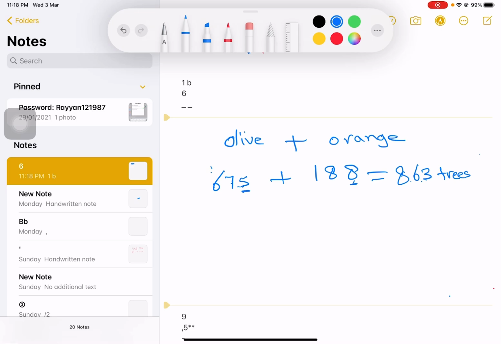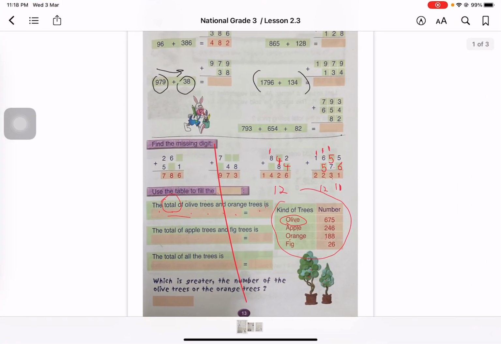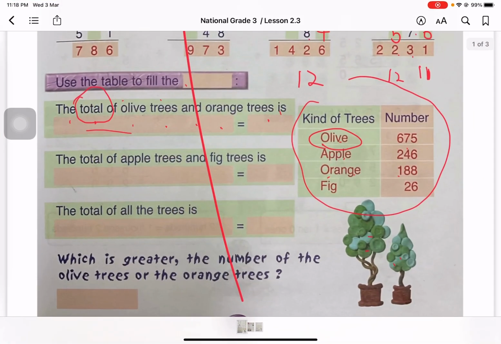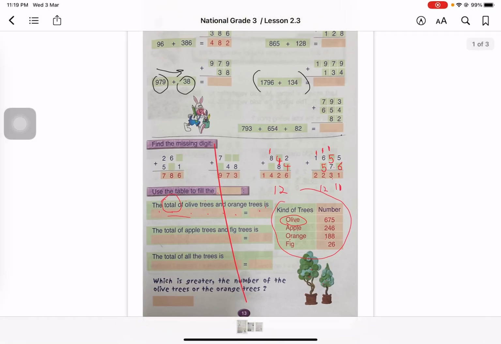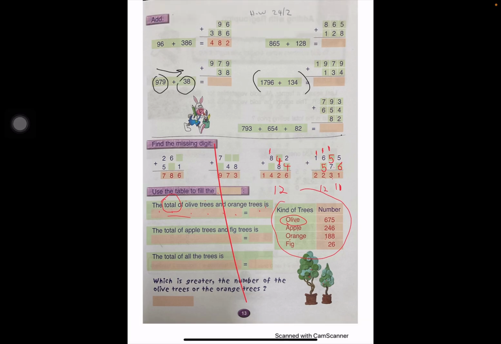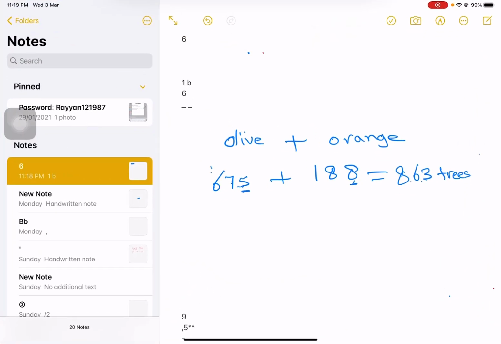The question number 2, they said the total of apple trees and fig trees. Where is the apple? The apple is 246. And the fig trees, the total is 26. Together, you are going also to add, okay? You are going to add. They said apple, and total means plus, apple plus fig, equal. Now, apple, how much is the apple?